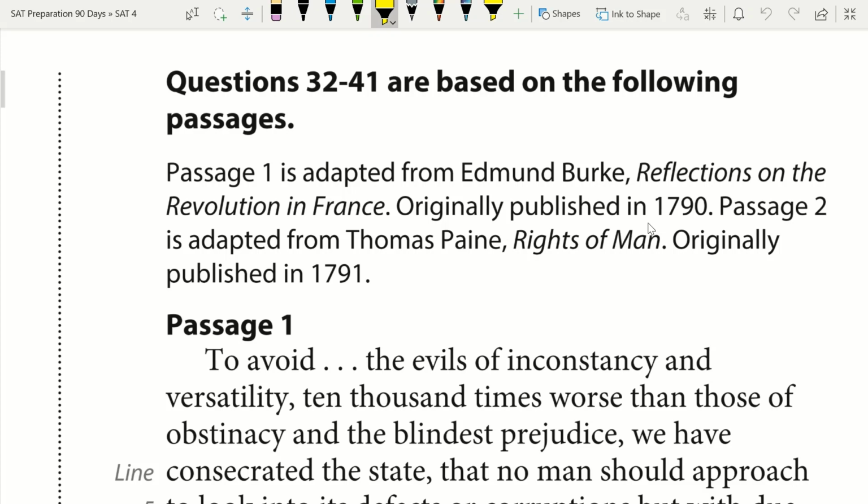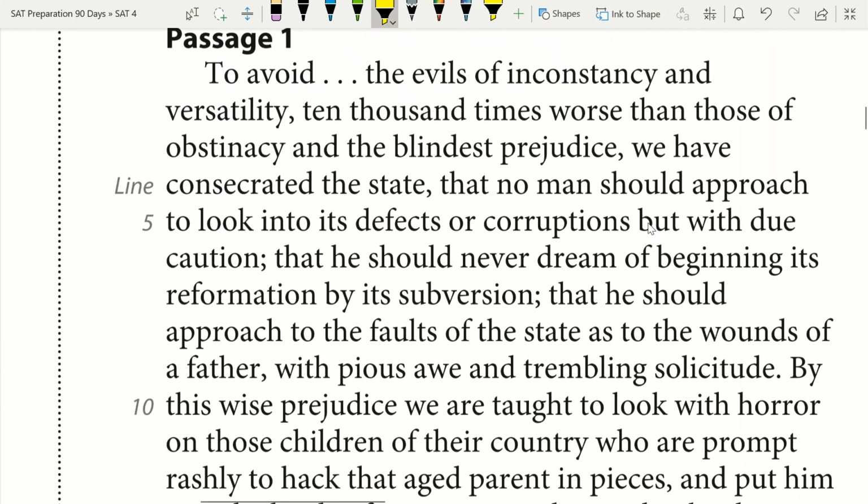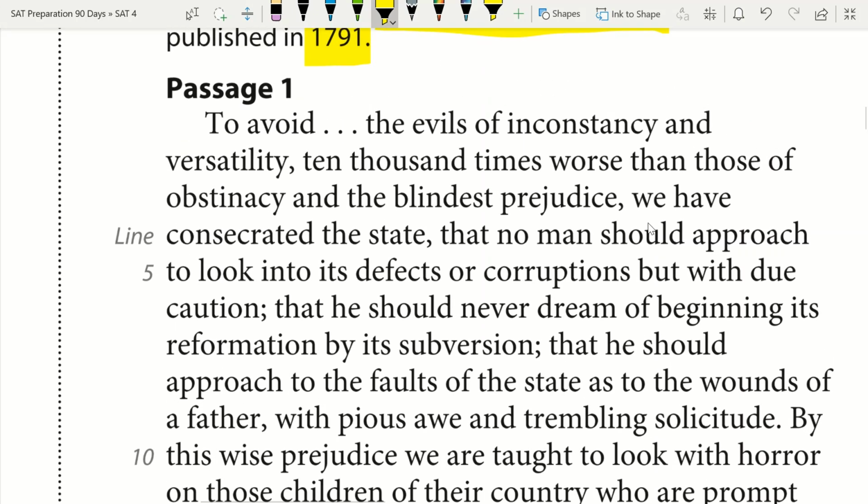Questions 32 to 41 are based on the following passages. Passage 1 is adapted from Edmund Burke, titled Reflections on the Revolution in France, originally published in 1790. Passage 2 is adapted from Thomas Paine, titled The Rights of Man, originally published in 1791. Since this is a two-passage problem, I'll read the first passage first and answer the questions related to the first passage only. Then I'll read the second passage and answer those questions related to the second passage. And after that, answer the questions that are related to both of them.